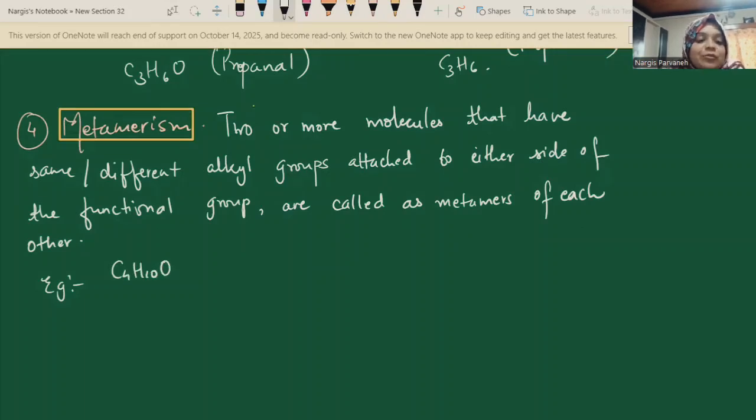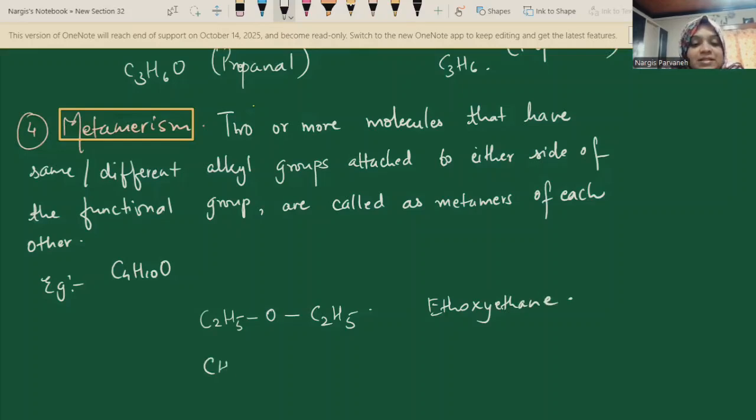Now this particular molecular formula has two types of isomerism, C4H10O है, राइट? तो एक एग्जांपल ये होता है C4H10O. This is called as ethoxyethane. It is an ether. As you can see the functional group, it is an ether, ethoxyethane. Next one is CH3OC3H7. So this is called as methoxypropane. Methoxypropane. The molecular formula is same, C4H10O.